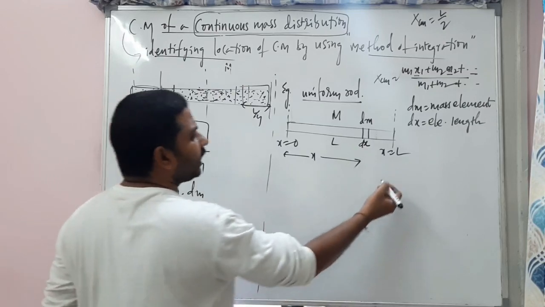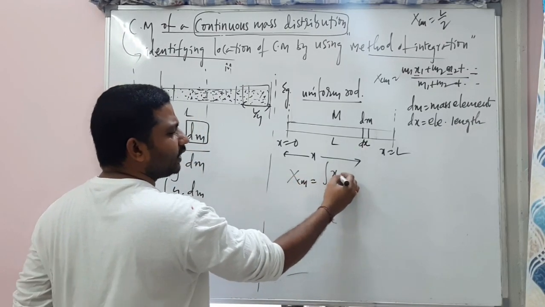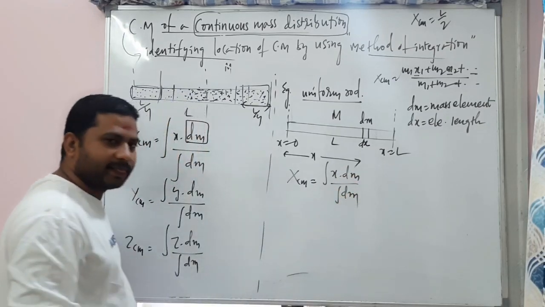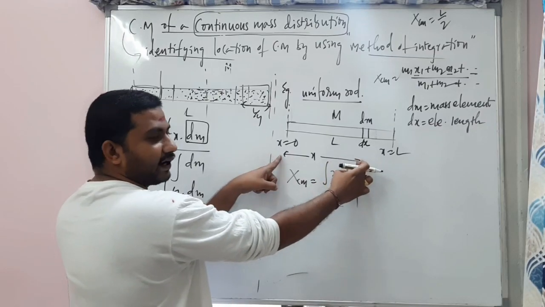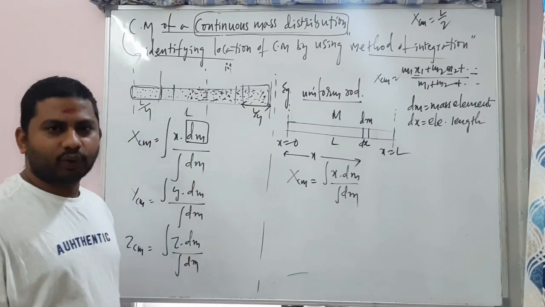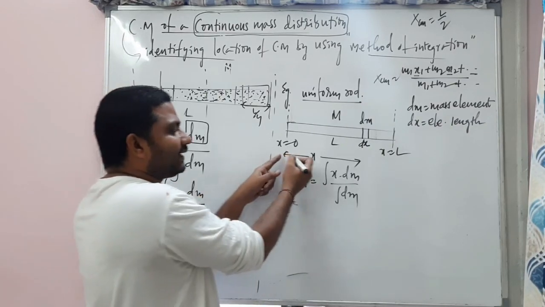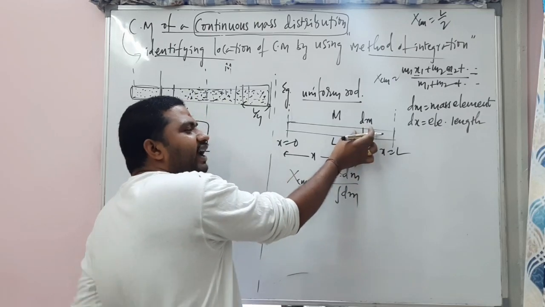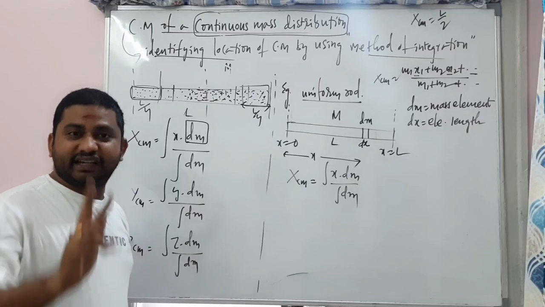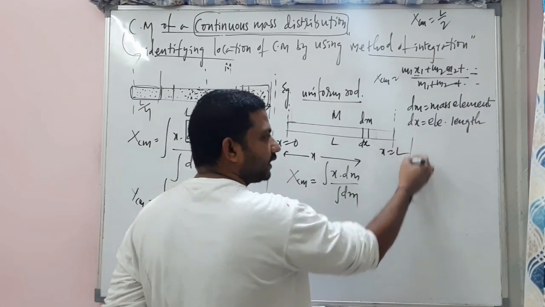So what is the formula? The basic formula is xcm equals integral x dm divided by integral dm. X is this one, fine. And dm, what is the dm? We don't know the dm, right? Observe here. This is step 2. Step 1 is at a distance x, identify a small elemental mass and elemental length. Second step is how to find the dm. That is important. Have a look at it.